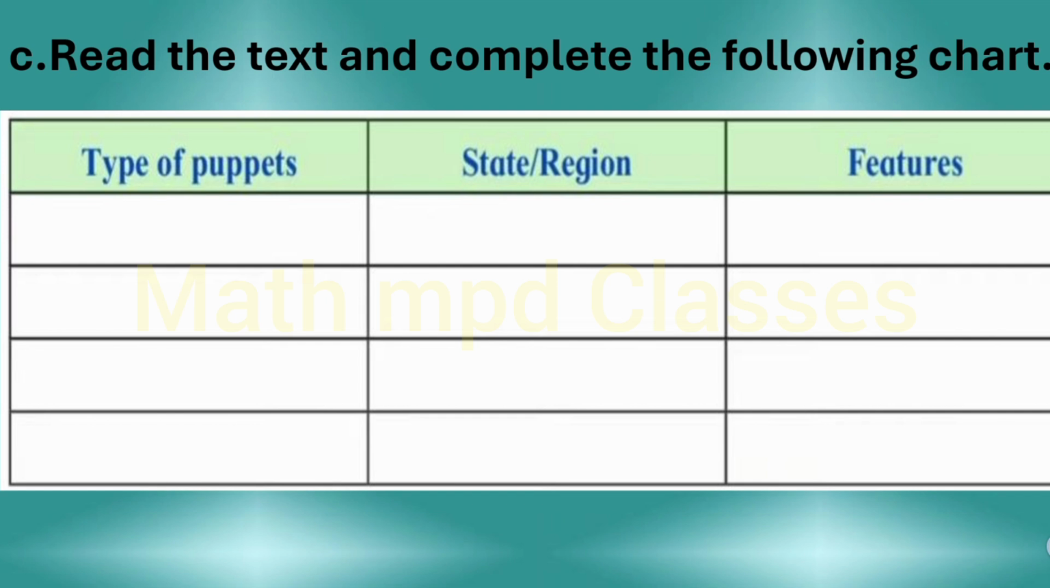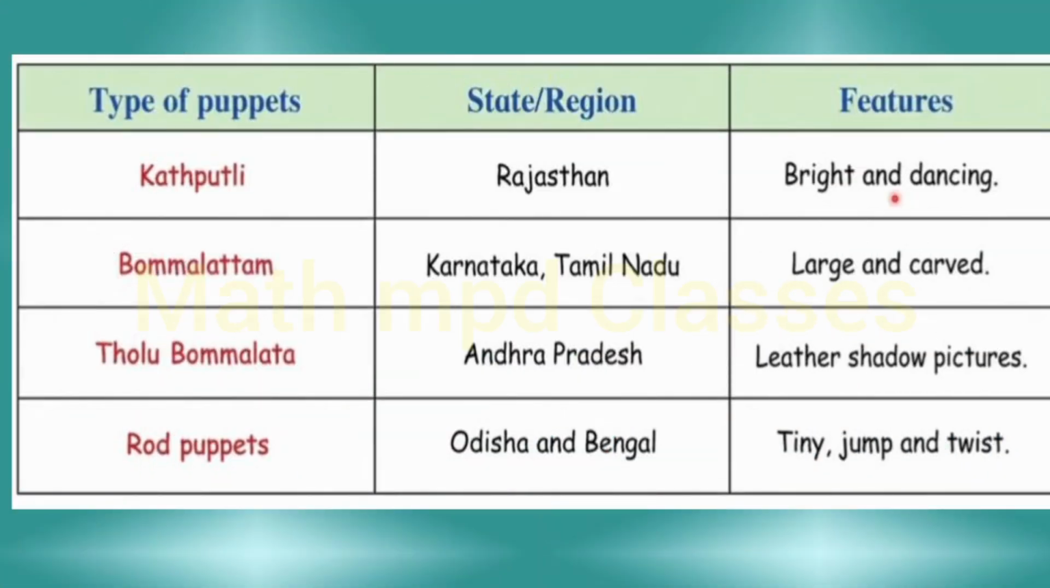First question, read the text and complete the following chart. Here the types of puppets, state or region and features. In this way we have completed this chart. First puppet is Katputli, state is Rajasthan and feature is bride and dancing. Second, Bomalattam, Karnataka, Tamil Nadu, feature is large and car. Third, Tolu Bomalatta, Andhra Pradesh and feature is leather shadow pictures. Next puppet is rod puppets, Odisha and Bengal, feature is tiny, jump and twist.